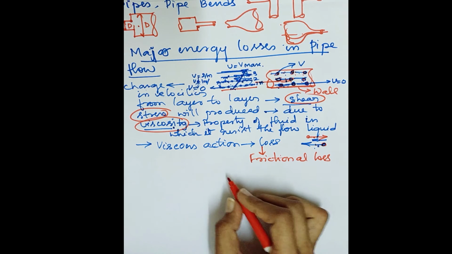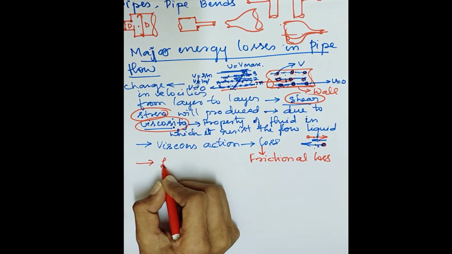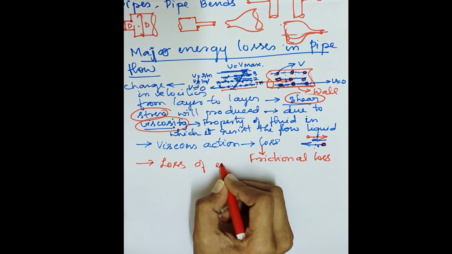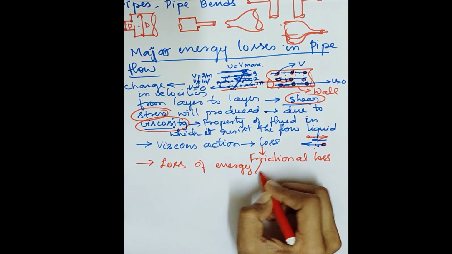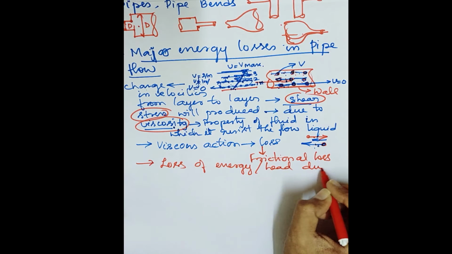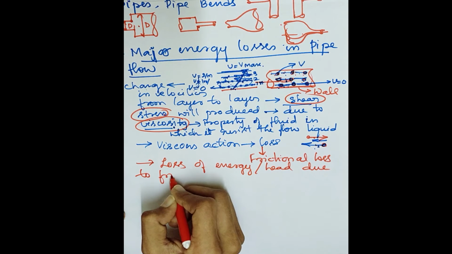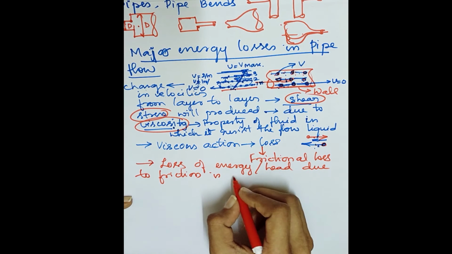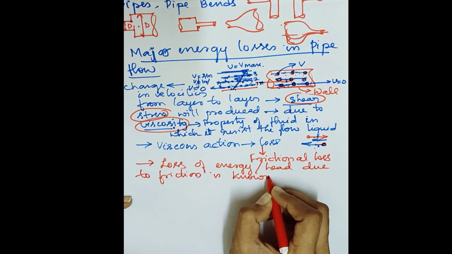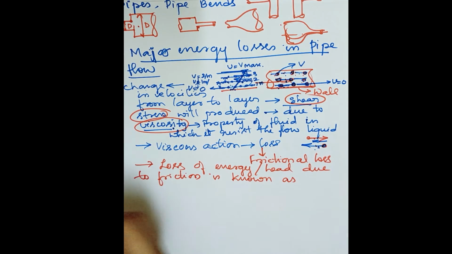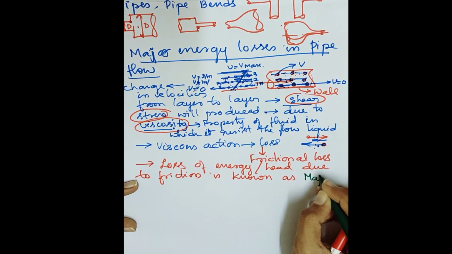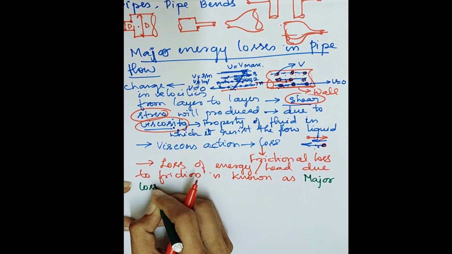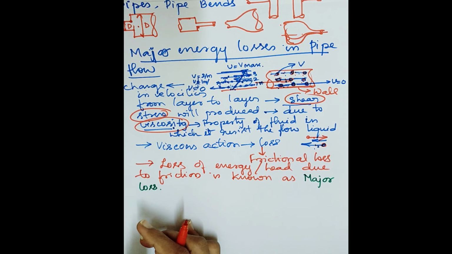That's why the loss of energy or head due to friction is known as major losses. Major loss can be defined as a loss of head or loss of energy due to the friction in pipe.